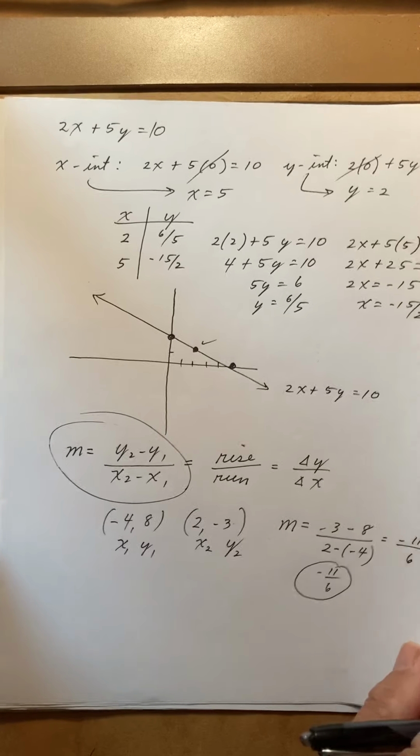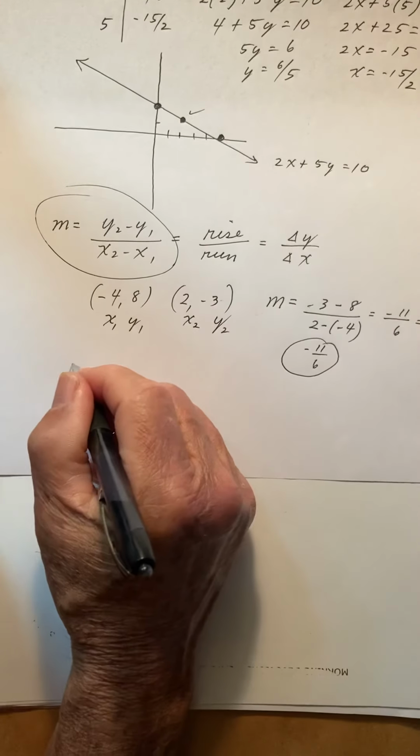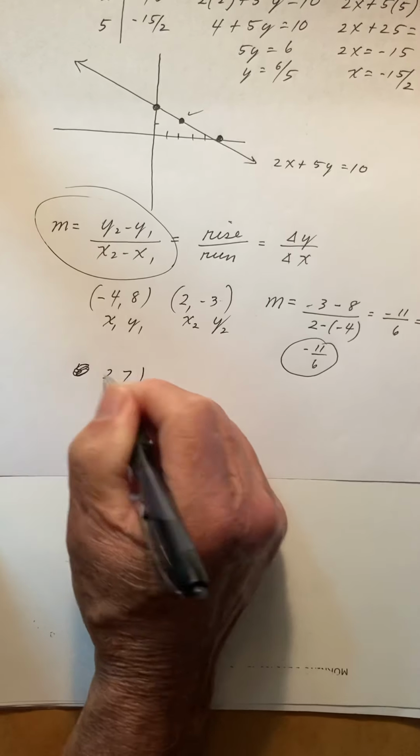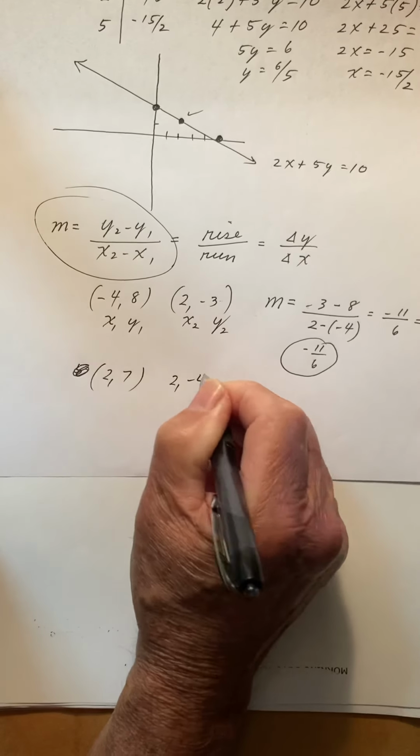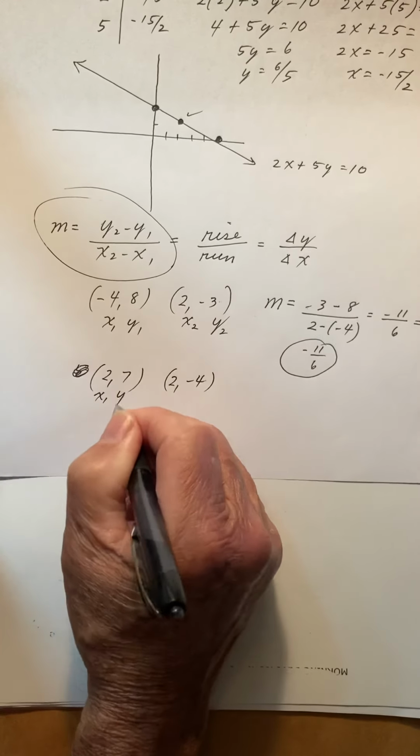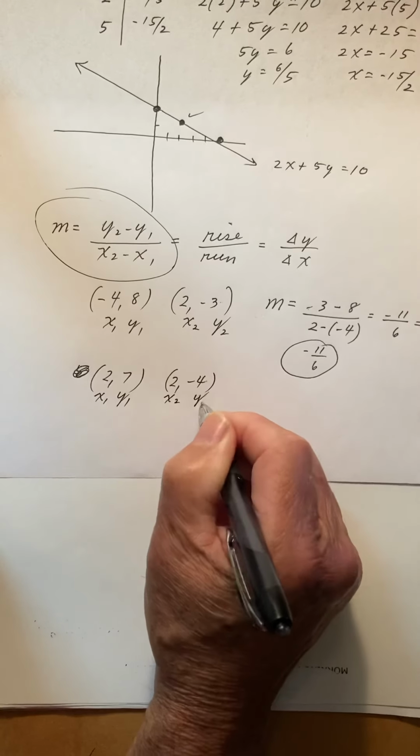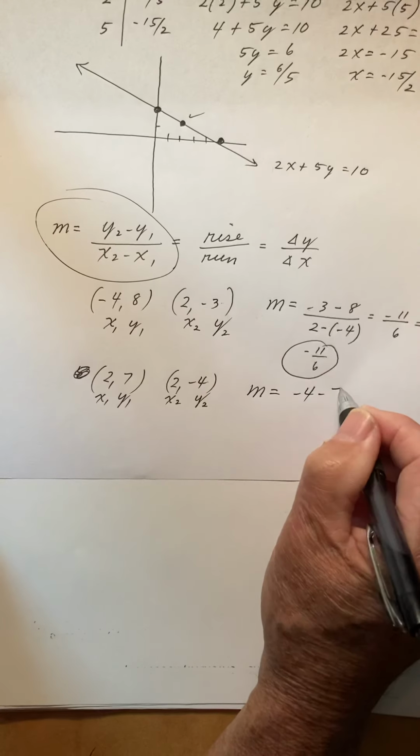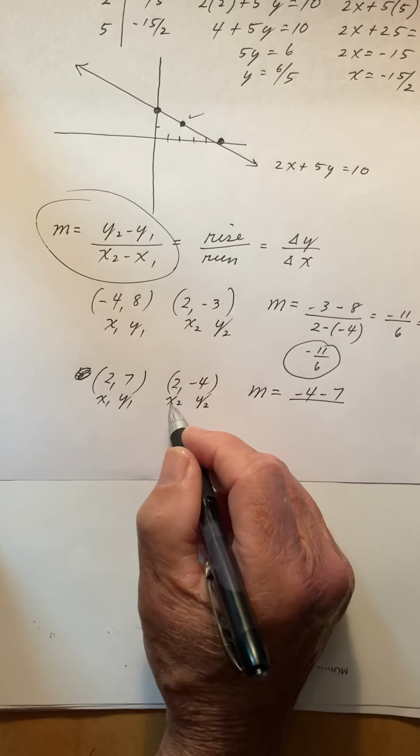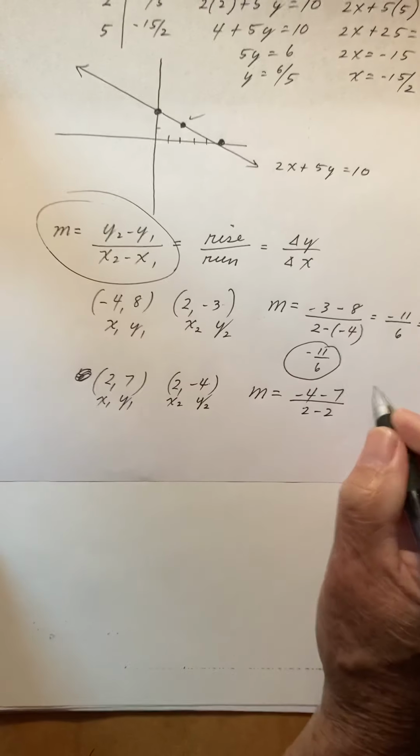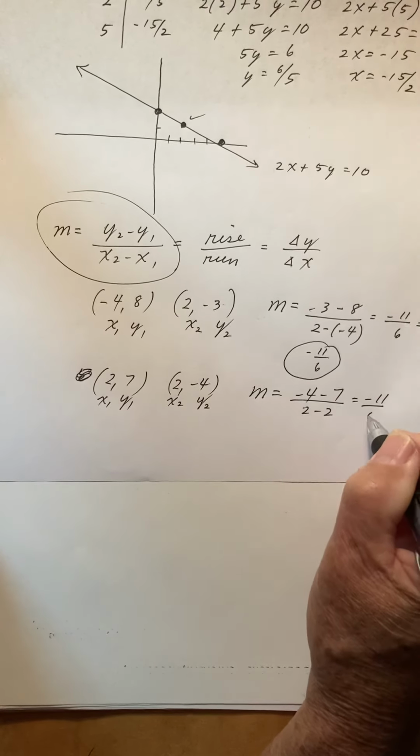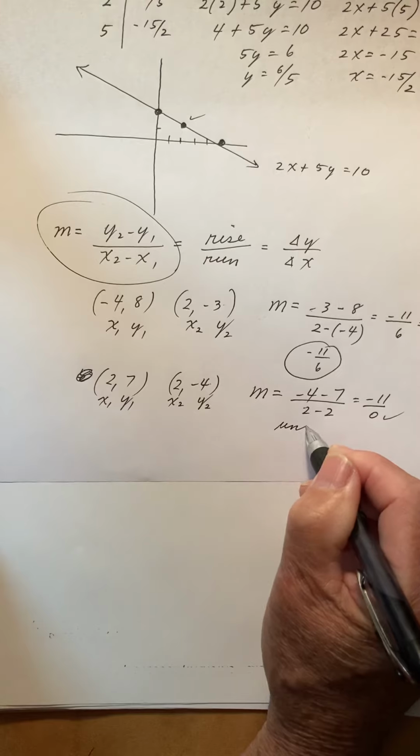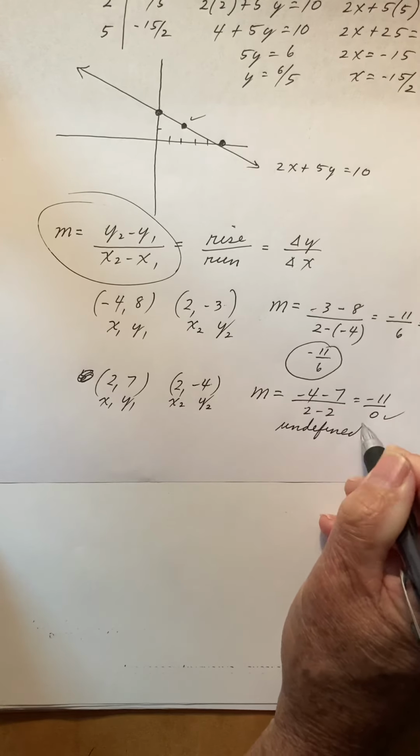We have one other example of finding the slope. I skipped one. There's 2 and 7 and 2 and negative 4. So label x1, y1, x2, y2. So m will be negative 4 minus 7, and then on the bottom 2 minus 2. So we get negative 11 over 0. Since we have division by 0, that makes the slope what we call undefined, because division by 0 is undefined.